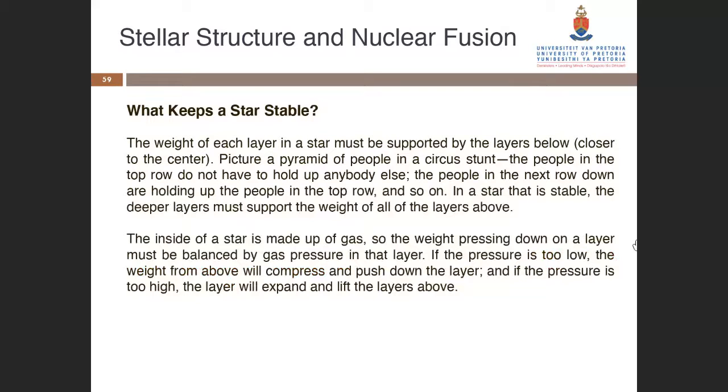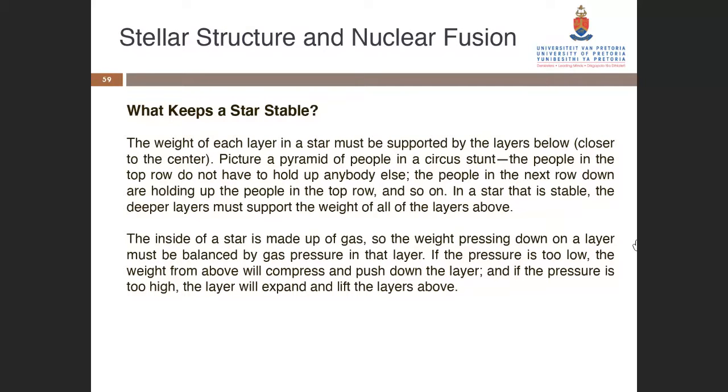The weight of each layer in a star must be supported by the layers below, so close to the center. So picture a pyramid of people in a circus tent. The people in the top row do not hold up anybody else. The people in the next row down are holding up the people in the top row, and so on. In a star that is stable, the deeper layers must support the weight of all the layers above.